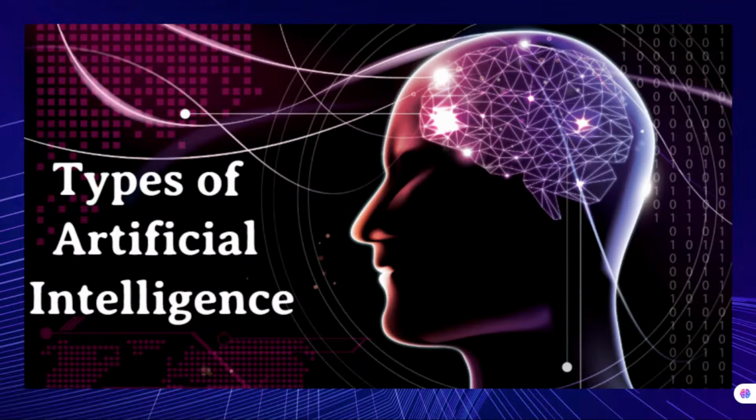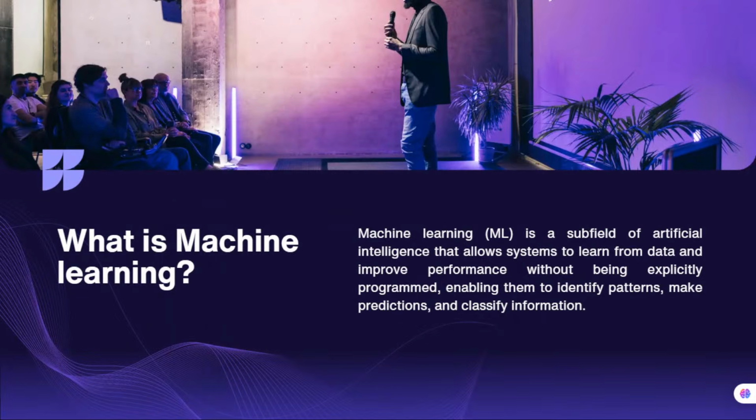Okay, and the next one is machine learning. We are still discussing AI technology, and now we are entering the machine learning concept. As I already said, machine learning is a subfield of artificial intelligence that allows systems to learn from data and improve performance without being explicitly programmed, enabling them to identify patterns, make predictions and classify information.